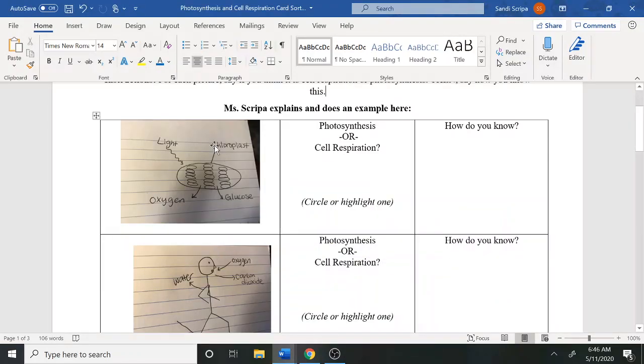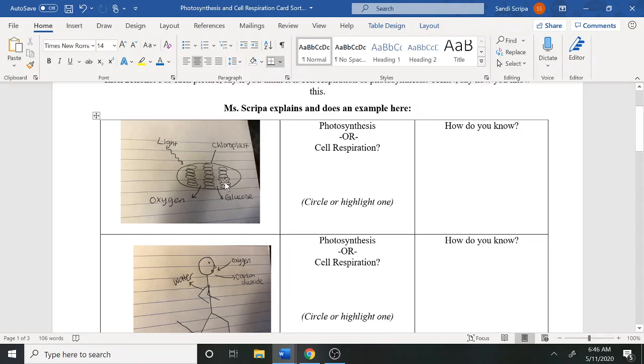So our job is I made some different pictures, and I apologize, I had to draw the pictures, so they're a little bit messy. But I have some pictures. We're going to decide, is that picture showing photosynthesis, or is it showing respiration? And then we're going to say, how do we know that? How did we decide that?